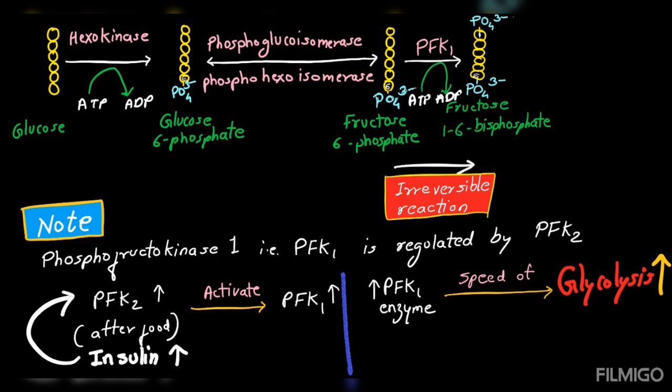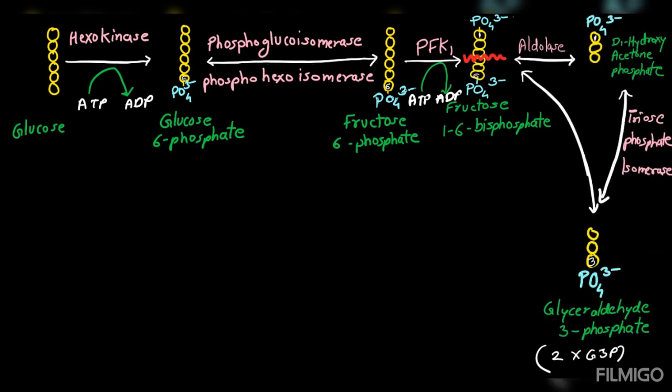Okay, coming to the fourth step. By adding one more phosphate, this 1,6 bisphosphate is now an unstable molecule. That's why it breaks down into 2 molecules in the presence of the enzyme aldolase. And this gives out 2 molecules with 3 carbons in each. One is glyceraldehyde 3-phosphate and another is dihydroxyacetone phosphate.